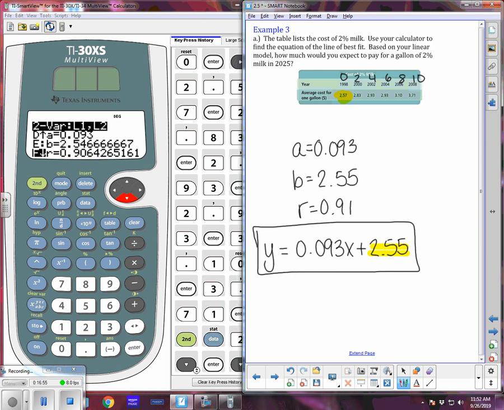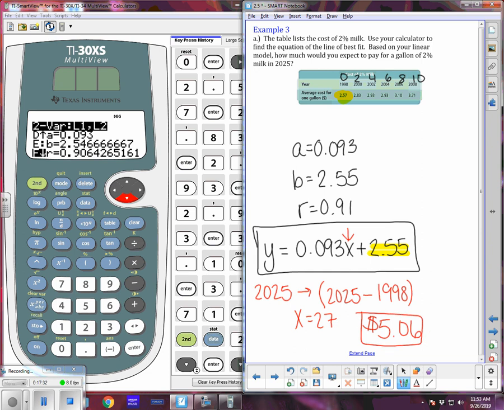The last thing they want to know is how much you would pay in 2025. So in 2025, you're going to do 2025 minus the year you started, which was 1998. When you do that, you end up with 27. So x is 27. You're going to put that right there for the x value and put it into your calculator. So 0.093 times 27, and then add the 2.55 on the end. It should be $5.06. So if the price of milk continues to rise the way that it is, in 2025, you can expect to pay a little over $5 for that milk.